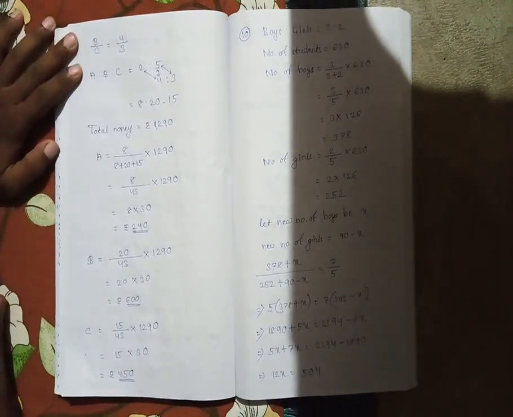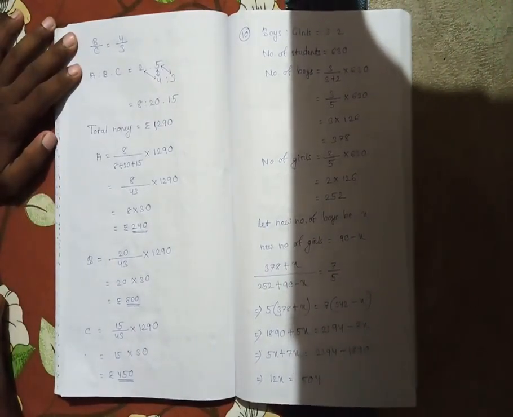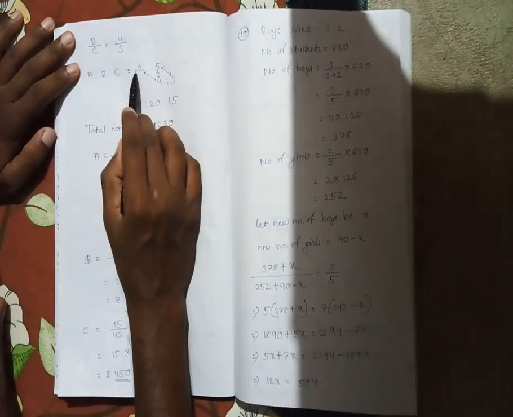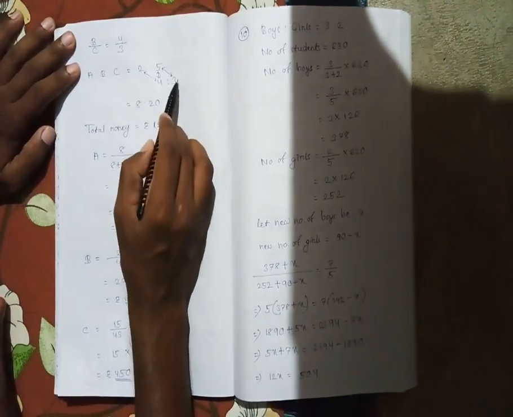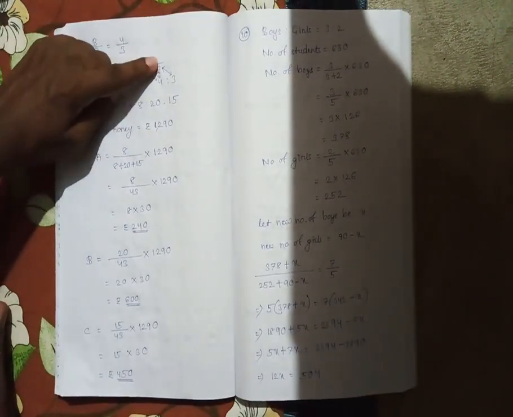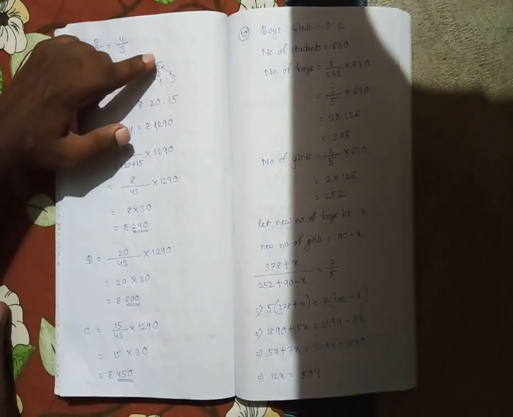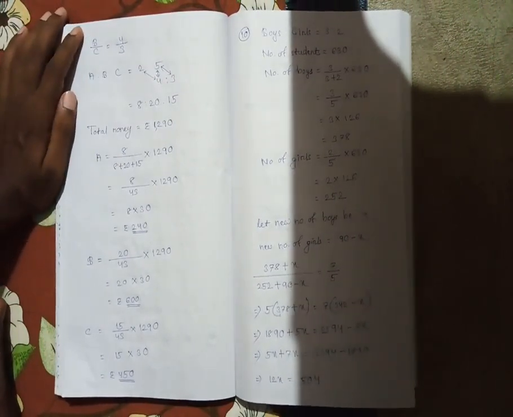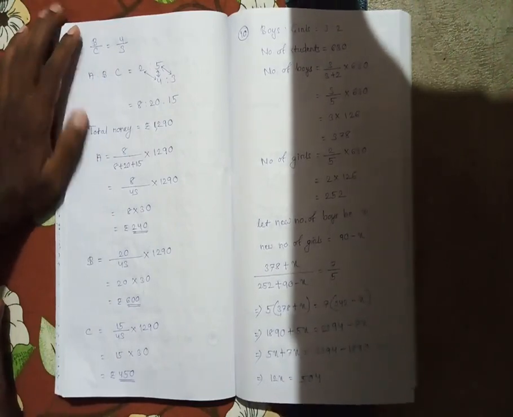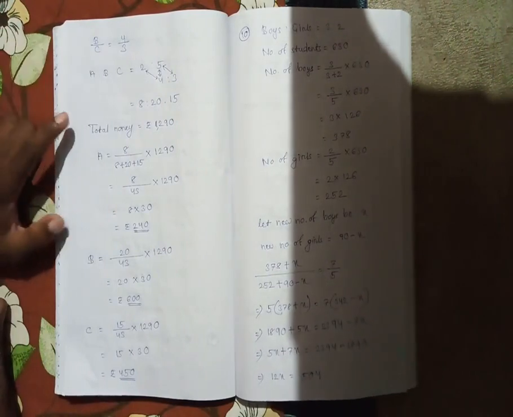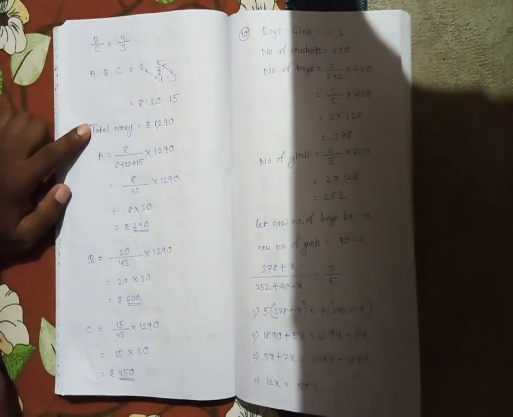Okay, and now how to find A is to B is to C? Multiply like this: 5 into 4, 2 into 4, 5 into 3. So 2 into 4 gives us 8, 5 into 4 gives us 20, 5 into 3 gives us 15. So the required ratio among A, B, C is 8 is to 20 is to 15. This is the ratio. Now total money is given, rupees 1290.